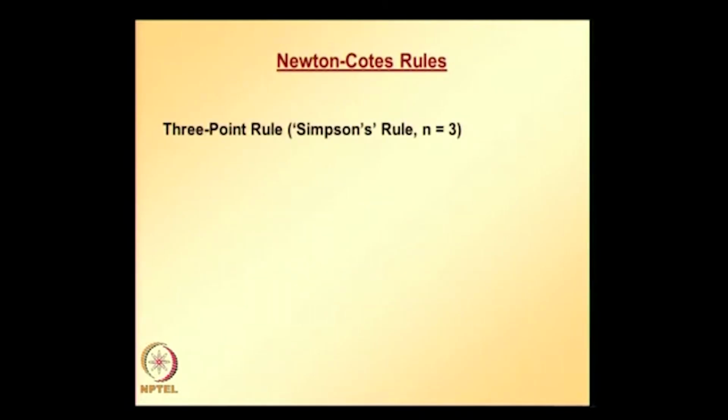what is called Simpson's rule or 3-point rule, where we are going to evaluate the function at 3 points. So n is equal to 3. So the integral of f(x) between the limits x1 and x3, here intentionally the upper limit is named as x3. If one wants to evaluate the integral of this function between limits x1 and x3, that is approximated using Simpson's rule in this manner: weight function at x1 multiplied by function value at x1 plus weight function at x2 multiplied by function value at x2, plus weight function at x3 multiplied by function value at x3.